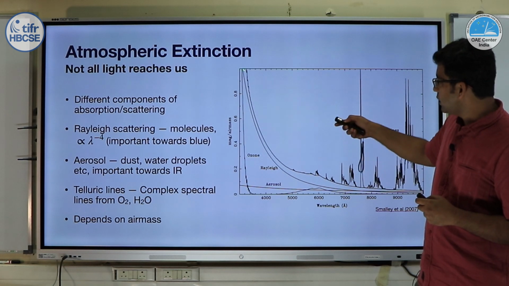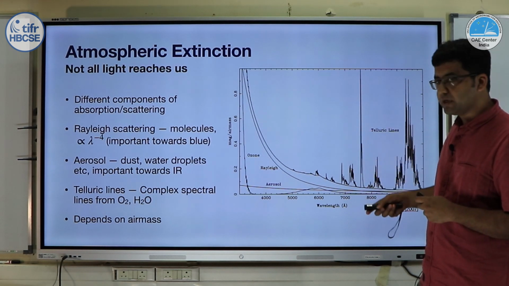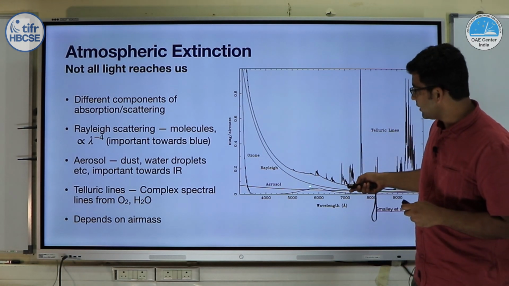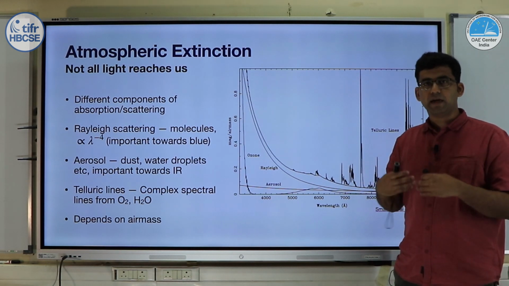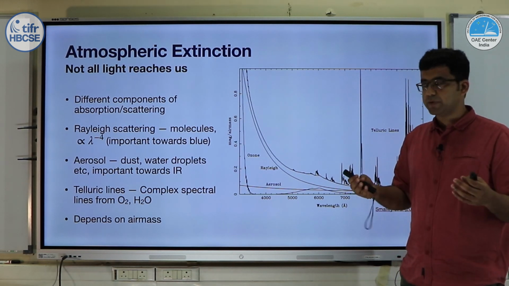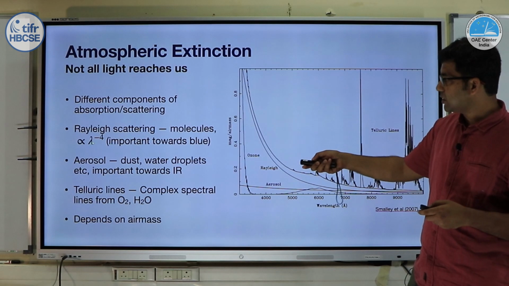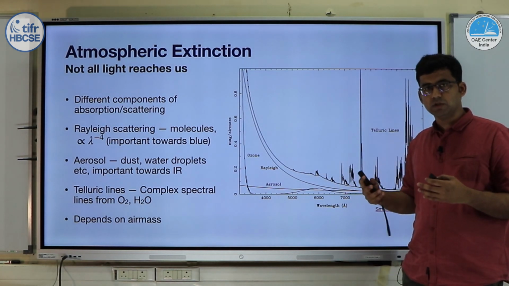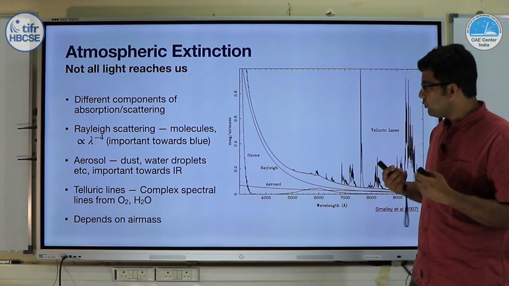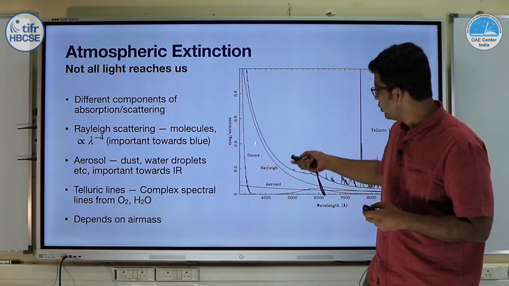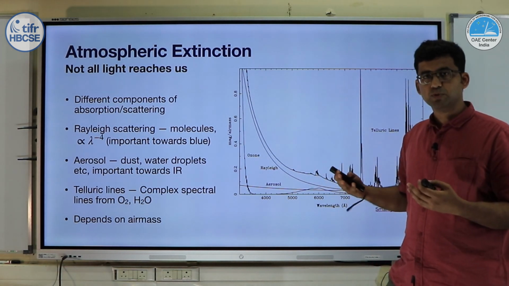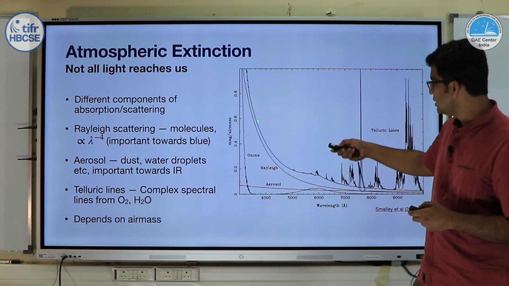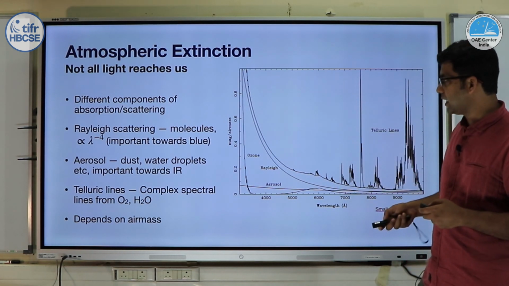The major component of the atmospheric extinction is Rayleigh scattering. Rayleigh scattering is because of light interacting with molecules of air and simply scattering, and that is proportional to lambda to the minus 4. At long wavelengths, it is fairly unimportant. Towards lower wavelengths, towards blue, it becomes more and more important. So this curve here shows Rayleigh scattering.